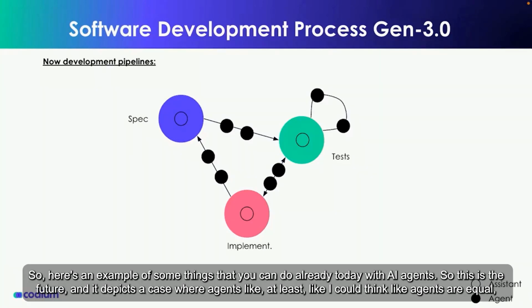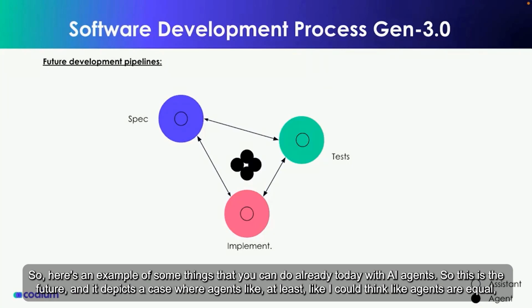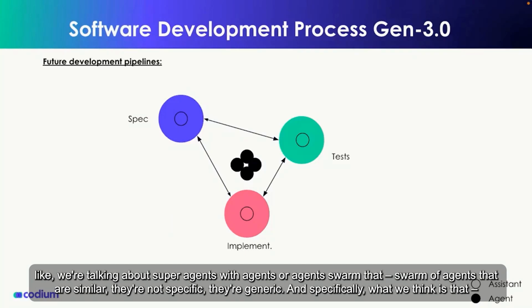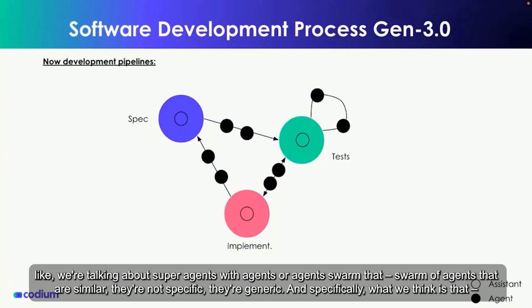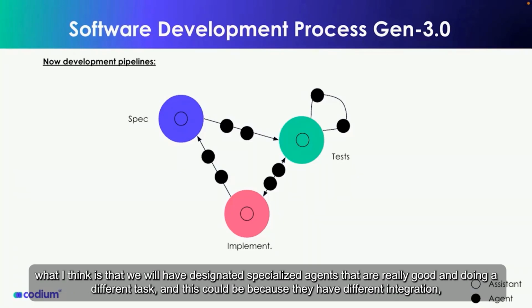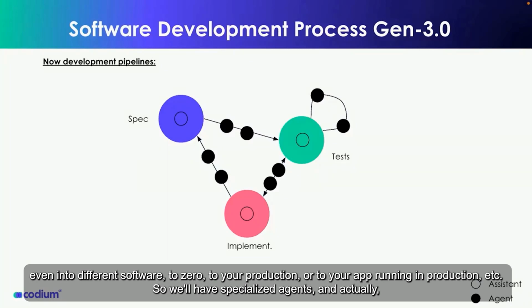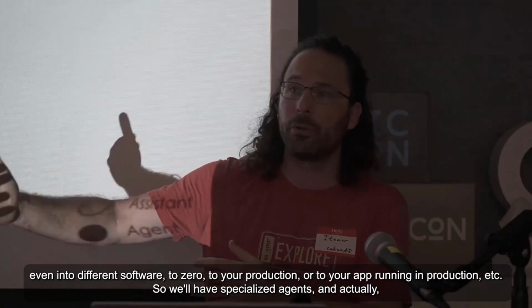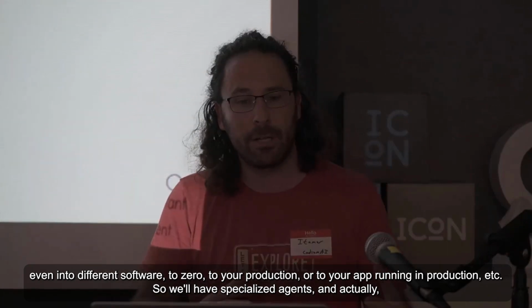Here is an example of some things that you can already do today with AI agents. This is the future, and it depicts a case where agents are equal. We're talking about super agents, or an agent swarm, of agents that are similar. They're not specific, they're generic. Specifically, I think we will have designated specialized agents that are really good at different tasks. This could be because they have different integrations, into Jira, to your app running in production, etc. So we'll have specialized agents.